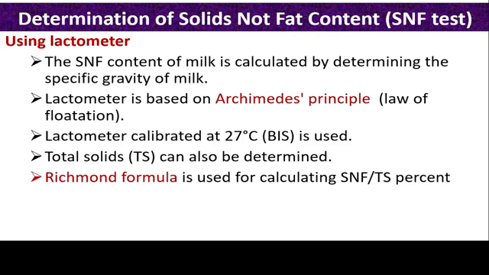Determination of solids not fat content, or SNF, using a lactometer. The SNF content of milk is calculated by determining the specific gravity of the milk. Lactometer is based on Archimedes' principle. Lactometer is calibrated at 27 degrees Celsius. According to Bureau of Indian Standards, total solids can also be determined using a lactometer. Richmond formula is used for calculating SNF or TS percentage.